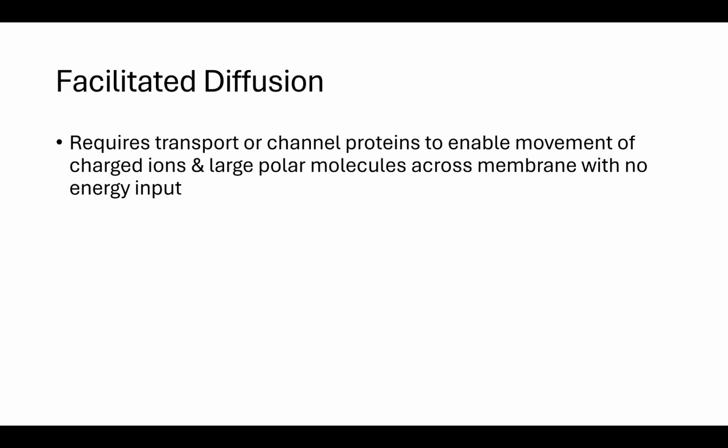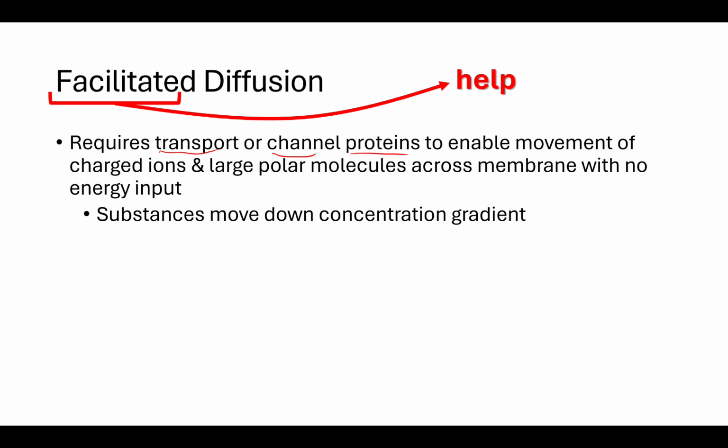Facilitated diffusion happens when you need to move something that the membrane is not permeable to. So the word facilitate actually means to help. It's diffusion, so things are still going to move from a high concentration to a low concentration, but it is going to be with a little help because you have to have membrane proteins, either a transport or a channel protein, to help move these things across the membrane. These molecules will move down their concentration gradient, meaning they'll move from a high concentration to a low concentration. And keep in mind, there is no energy input, so this is a form of passive transport.